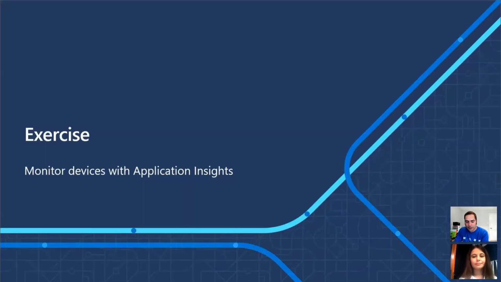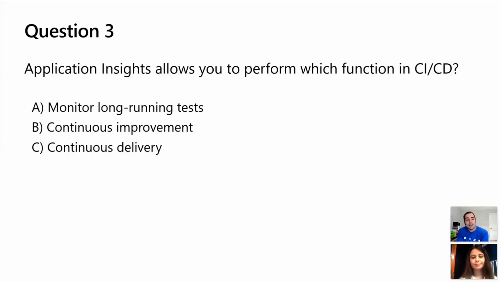So with all that said, Application Insights has allowed us, this is a question for everyone out there in the audience, to perform which function in CI/CD? Is that A, monitor long-running tests, B, continuous improvement, or C, continuous delivery?